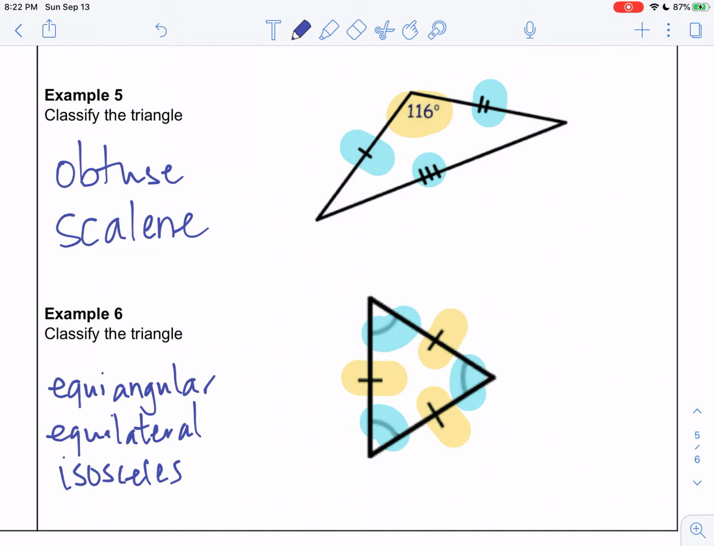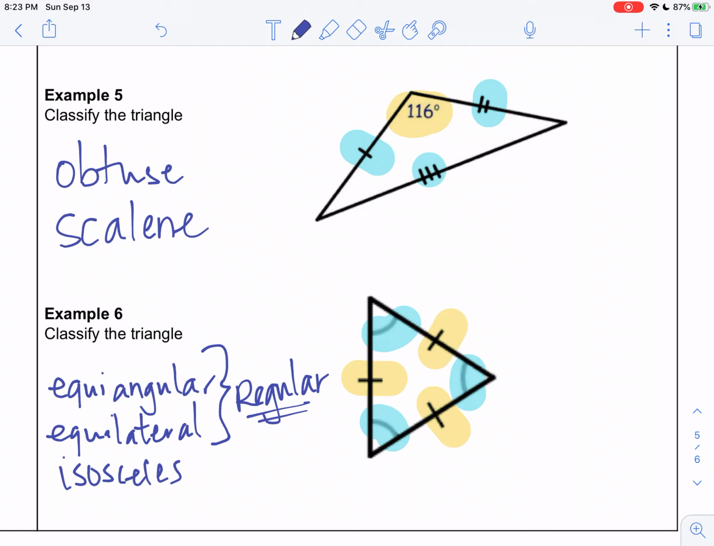One more term that I'm going to throw in here is, if we ever come up with a shape that is equiangular and equilateral, we would say that this shape is regular. Regular means all equal sides, all equal angles.